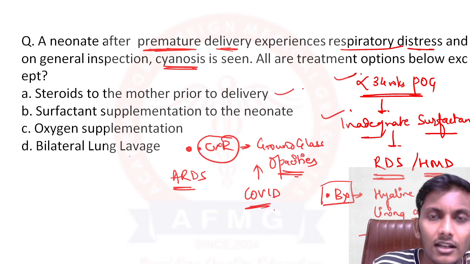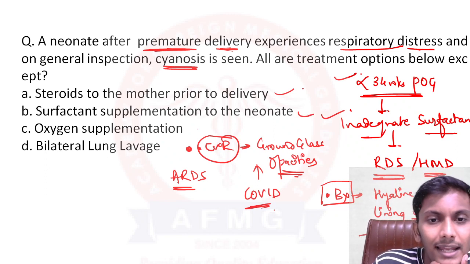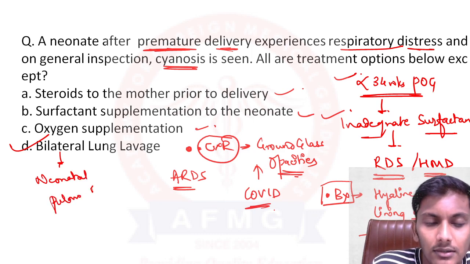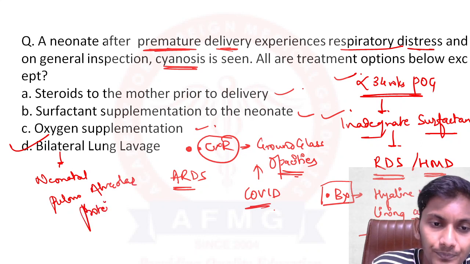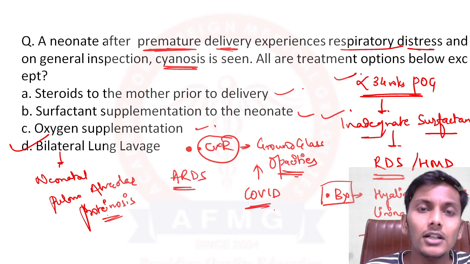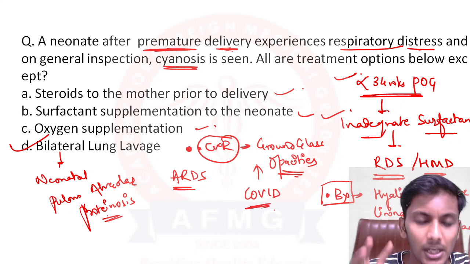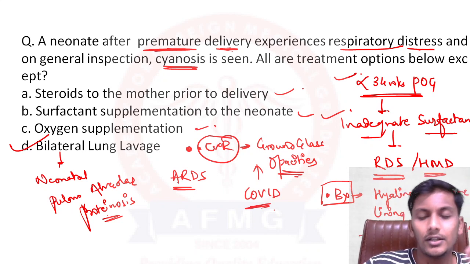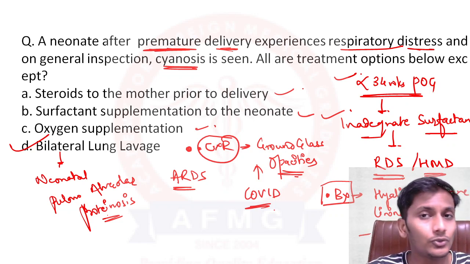Option D, bilateral lung lavage. No. So please remember, bilateral lung lavage is not done in cases of respiratory distress syndrome. It is rather considered in cases of neonatal pulmonary alveolar proteinosis. This is a usual condition of respiratory distress, but usually seen in term infants. In that condition, we perform a bilateral lung lavage. I hope respiratory distress syndrome is very much clear to you now, and you won't make any mistakes in pedia 2.